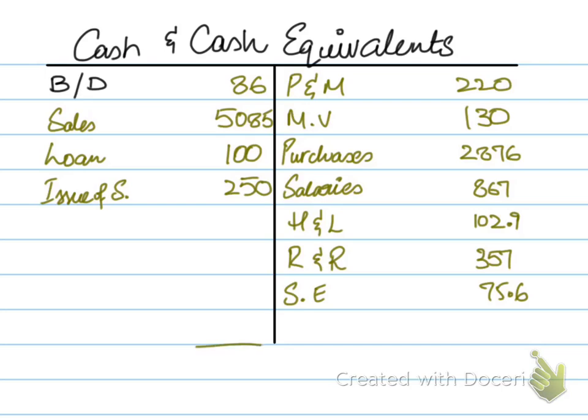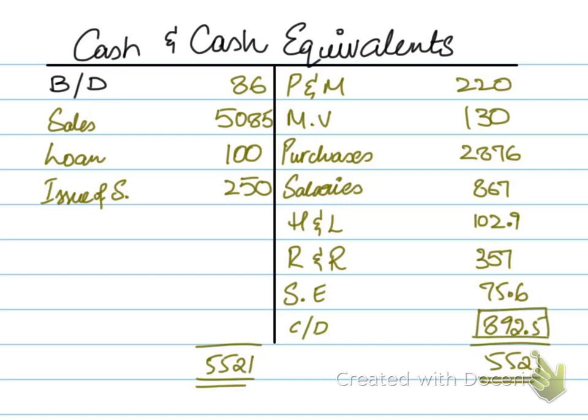You total both sides and I get 5521. 5521. Right, so my credit balance will be on this side. So this will be 892.5. So this is my closing balance for cash and cash equivalents for the year ended 30th June 2015.